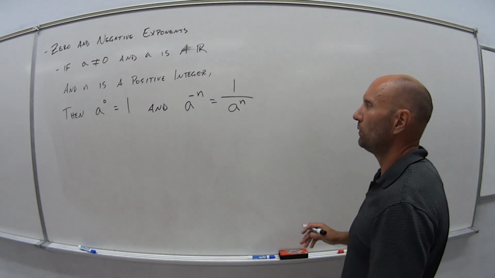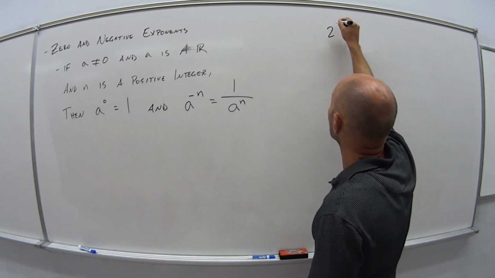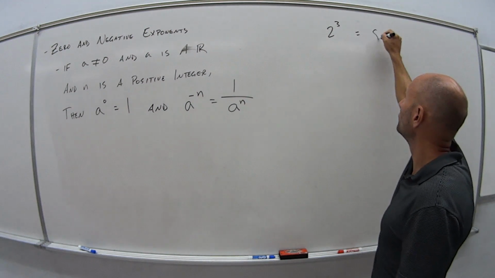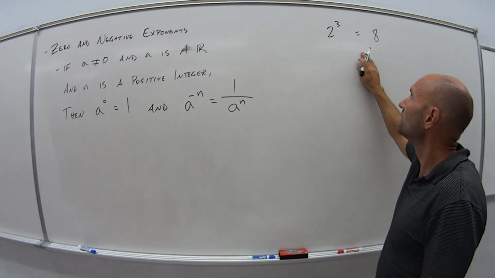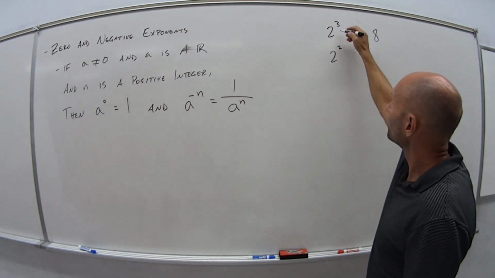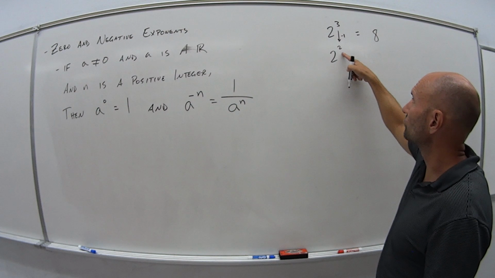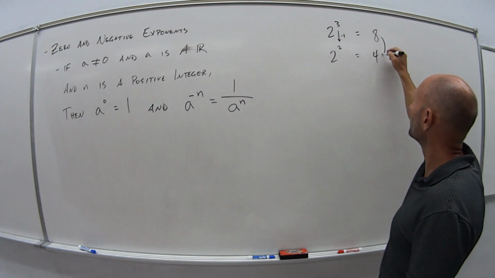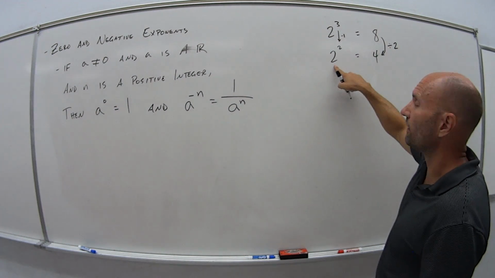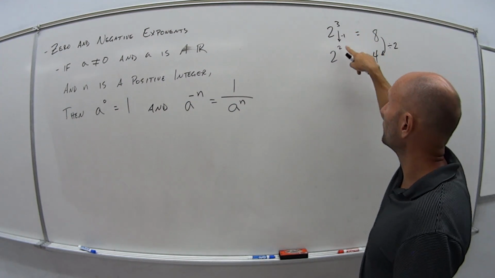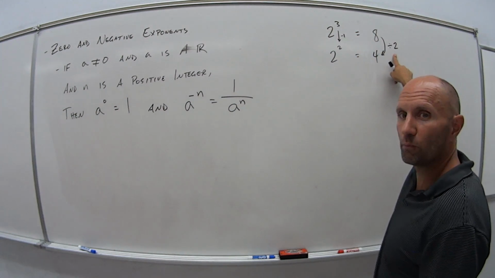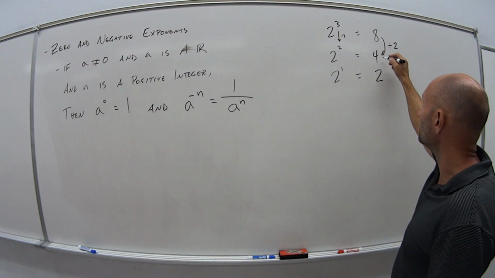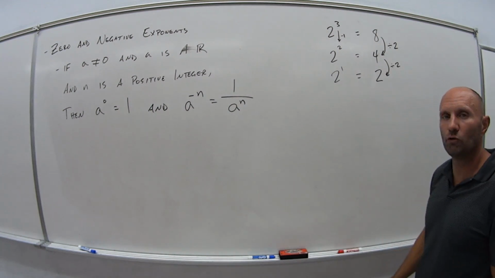So let's look at a little example here. If I have 2 to the third, that means 2 times 2 times 2, which is equal to 8, right? What if I have 2 squared? So this went down by 1. 2 squared is 2 times 2, which is 4. So from 8 to 4, I divided it by 2. I divided it by whatever my base was. So the exponent went down by 1, and I divided my answer by the base. How about 2 to the first power? Well, 2 to the first power is just 2. So again, I divided by 2.